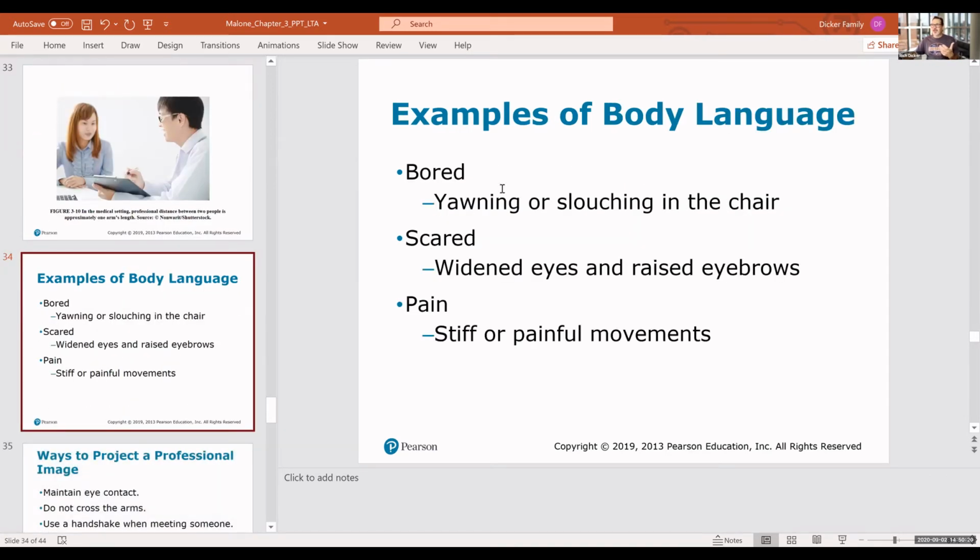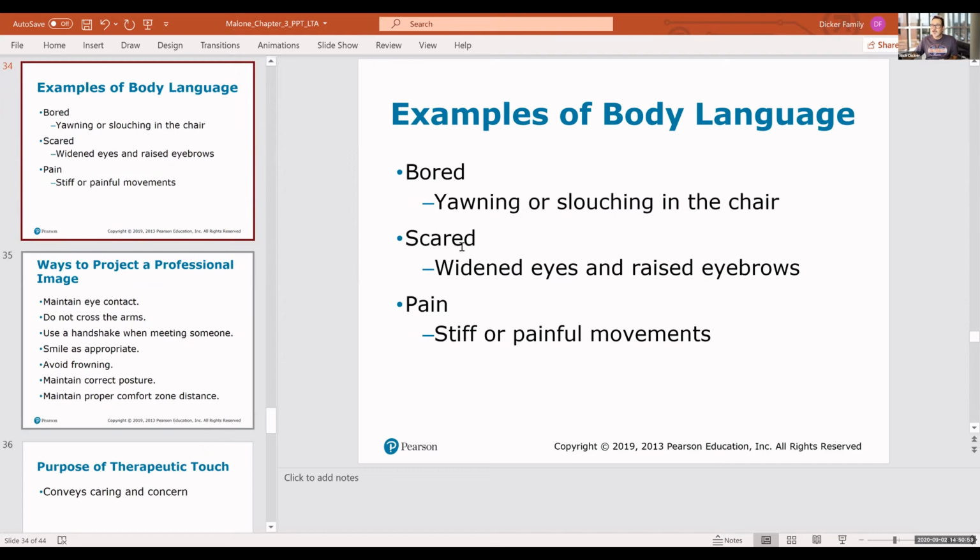Some examples, right? Yawning or slouching in a chair. That could be a sign of boredom, possibly. Widened eyes and raised eyebrows. That could be a sign of being scared. Pain, right? Stiff and painful movements. Sometimes I use the crossed arms, as that could potentially be a patient that doesn't want to share or doesn't feel comfortable. And this is a way to kind of close off. So, pay attention to those things. They will kind of guide your conversations with patients.